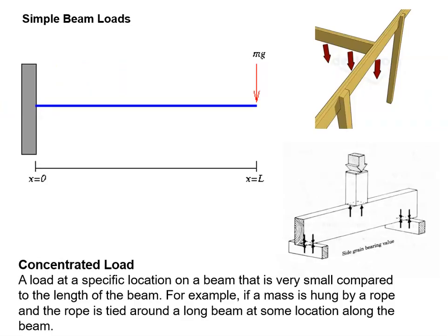All right, then we have a concentrated load. So same situation, wall, beam, concentrated load. So this is a person standing out at the end of the diving board. Here we have a beam tying into a beam. So right here at this location on that beam, that is a concentrated load. Here's a column coming down mid-beam. So a concentrated load right there. So a specific location along a beam that's very small compared to the entire length of the beam. All right, so the mass hung by a rope would be similar to that. If that were a rope hanging there, same story.